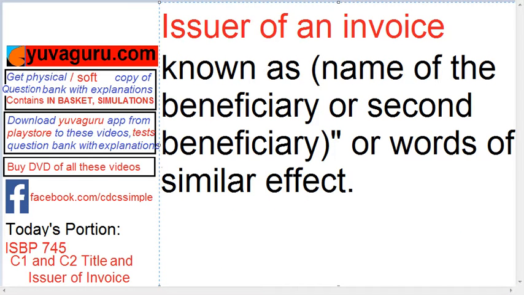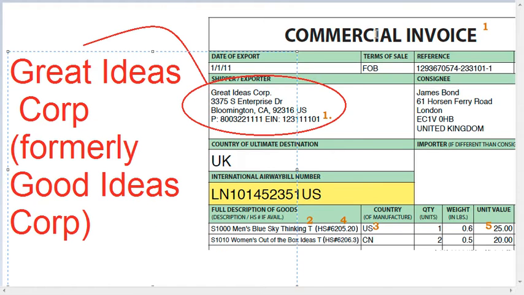It means, see this example. Suppose this is the shipper or the exporter, and the name is changed, and the LC contains some earlier name. So he can write Great Ideas Corporation, formerly Good Ideas Corporation. The name Good Ideas would be there in the LC. So this way it can be issued. It is similar to that of the draft. Even in the draft we saw the same thing.